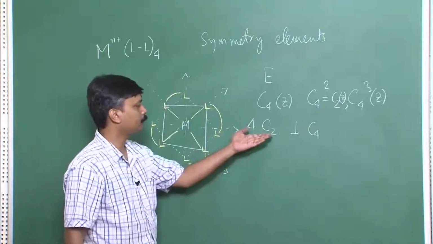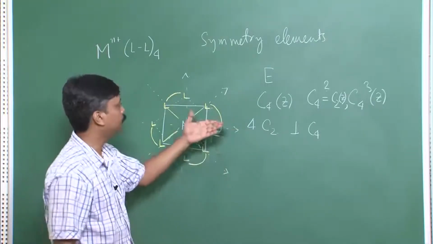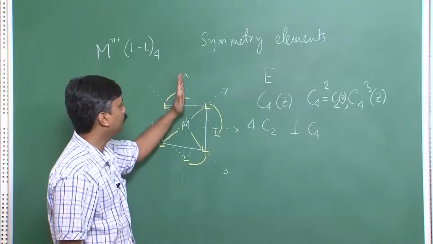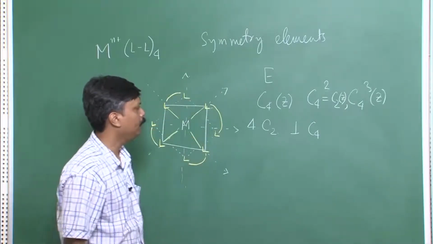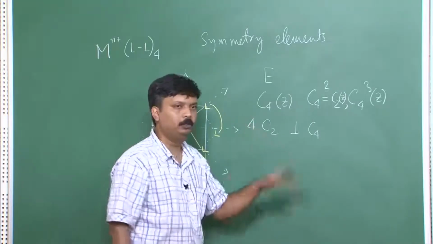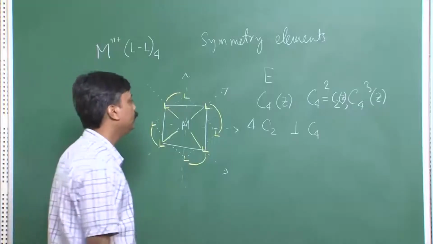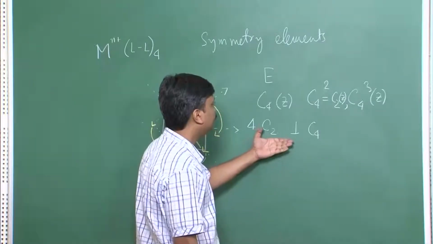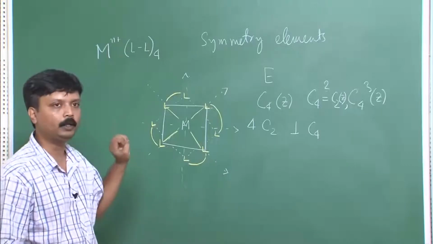Now there are 4 C2s which are perpendicular to C4. They are along these 4 axes. Each C2 will generate only one operation, because C2 operated twice will generate identity. So these are all the symmetry operations that are possible for this particular molecule.